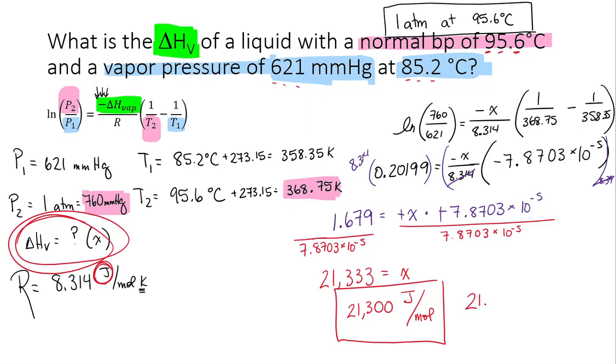Most of the time, again, you will see it written in terms of kilojoules per mole. 21.3 kilojoules per mole. One thing I really want to point out is delta H of vaporization can never be negative. It is the amount of energy it takes to vaporize a sample. That is always going to be endothermic. That's always going to be energy required. So 21,300 joules per mole is a delta H of vaporization, also known as 21.3 kilojoules per mole.